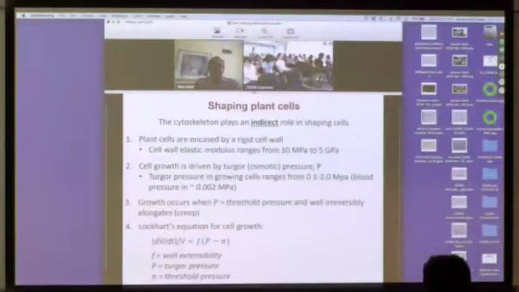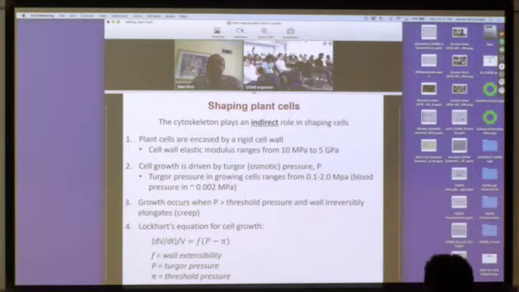This is called the Lockhart's equation, which is basically that the rate of volumetric growth, so that's the dV/dt as a function of volume, is equal to the difference, basically the excess turgor, the turgor pressure that exceeds the threshold pressure, so that's the P minus pi factor, and a factor F that represents wall extensibility. So is the wall extensible or not?